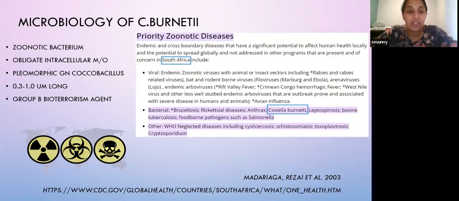Interestingly, it's a group B bioterrorism agent, and according to the CDC, it's been classified as group B because it's part of the group of agents that are the second highest priority agents. And the reason why it's a group B agent is that it's moderately easy to disseminate. It has moderate morbidity rates, but lower mortality rates compared to category A bioterrorism agents. And the consequence of that is that it requires specific enhancement of diagnostic capacity and enhanced disease surveillance.